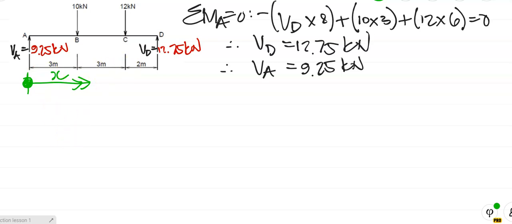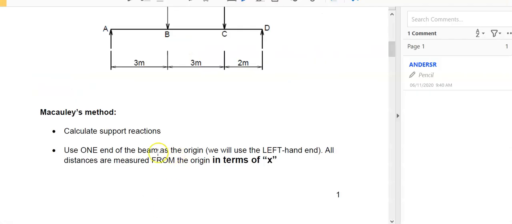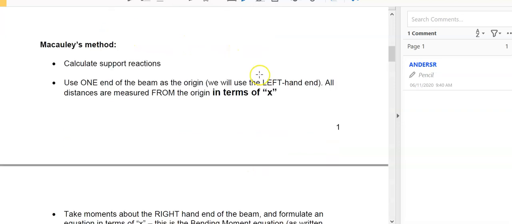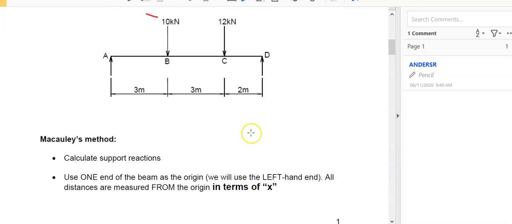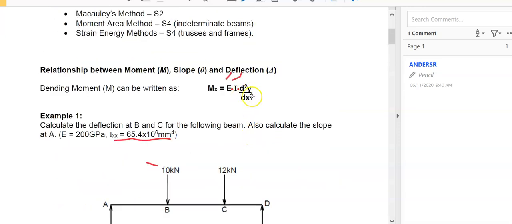Let me go back to the document. Use one end of the beam as the origin. We will take the left-hand end, and all distances are measured from the origin in terms of x, starting at A and going all the way to the other end. Next point: take moments about the right-hand end of the beam and formulate an equation in terms of x. This will be known as the bending moment equation, and is written as stated there.